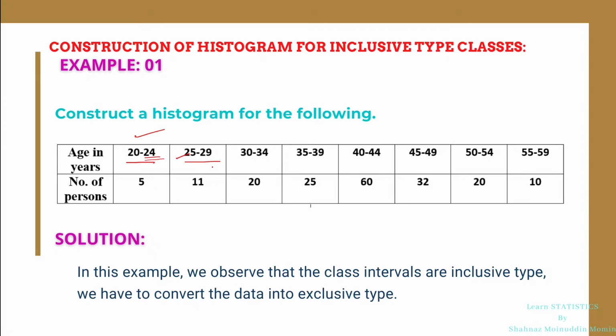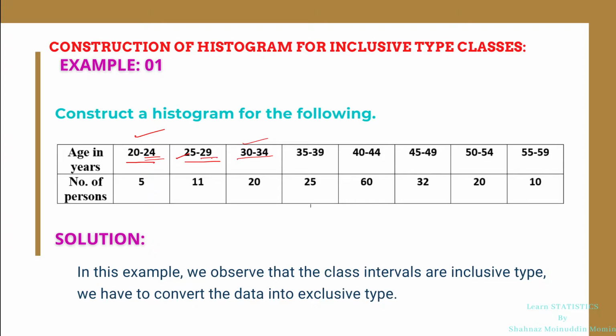Similarly, one can compare the second and third class. In the second class, the upper limit is 29 and the third class starts from lower limit 30, meaning the upper limit 29 of the second class is already included in that class itself. So these are classes of inclusive type. In such cases, we have to first convert it into exclusive type, then we plot or construct a histogram.